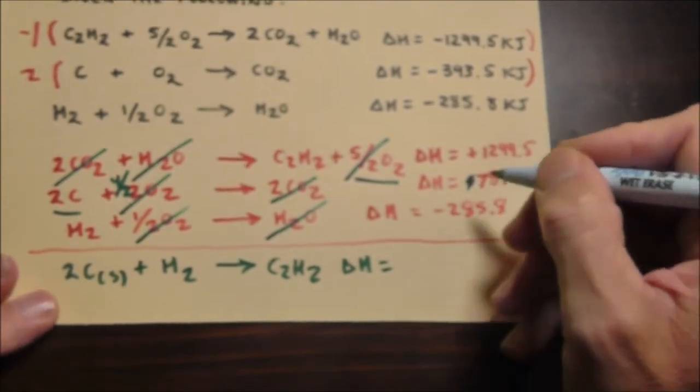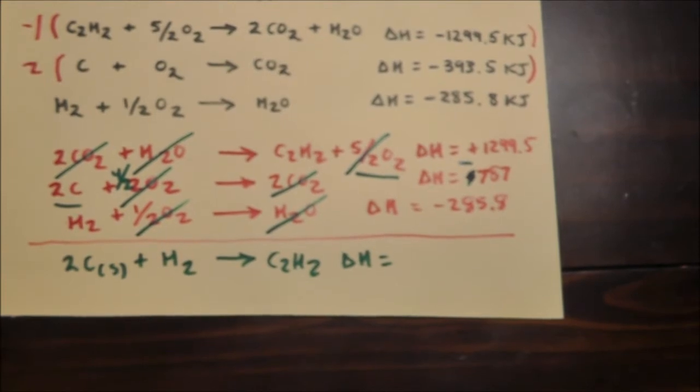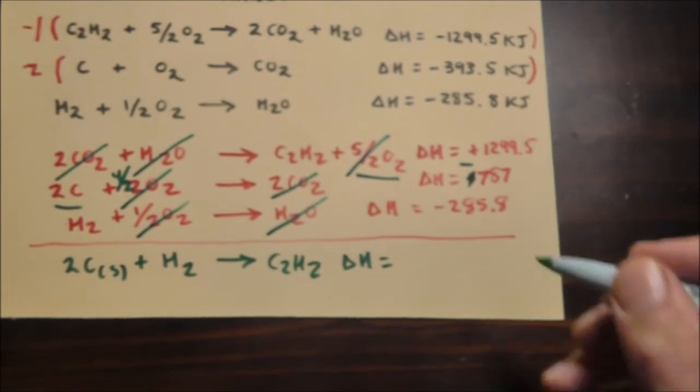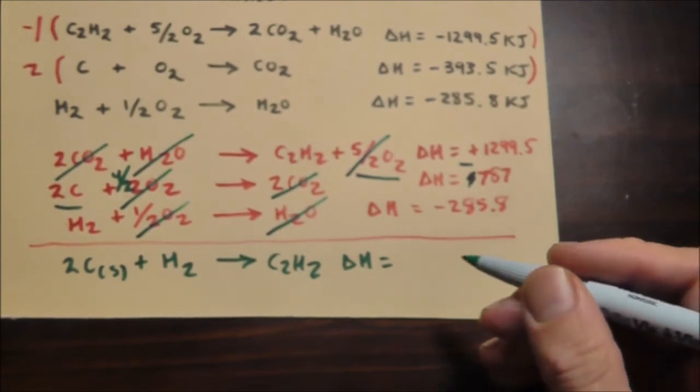Now, I'll tell you why I found that out. And I almost didn't. I'm gonna revel in my goof up, because I'll tell you why that should be a minus 787. 1299.5 minus 787 minus 285.8 is positive 226.7.